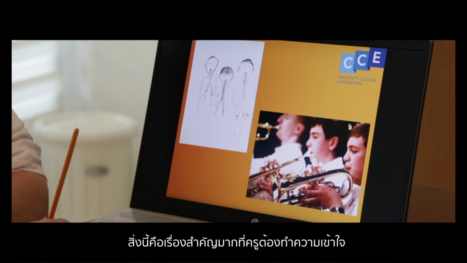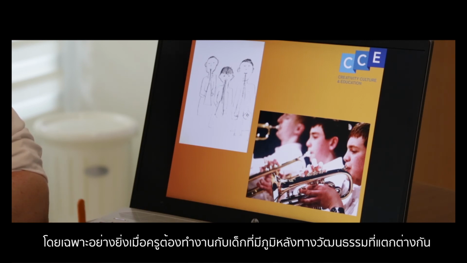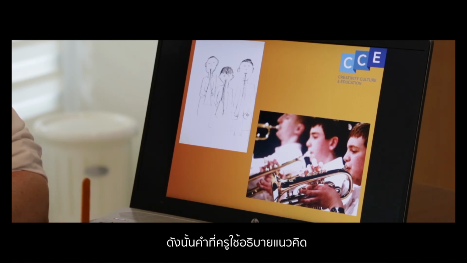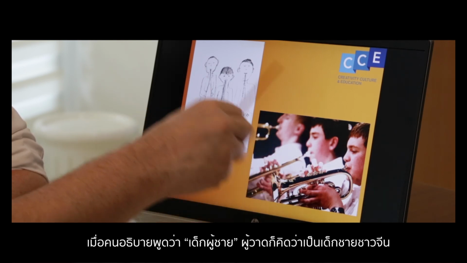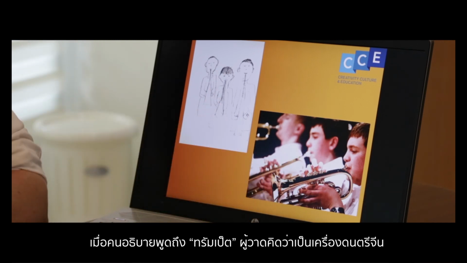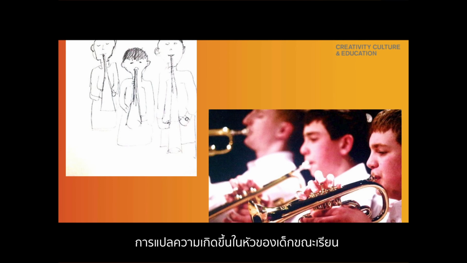And it's very important to understand that this is happening in the minds of your pupils, particularly when you're working with pupils of different cultural backgrounds who may not be in the Thai mainstream. And therefore, the words that you're using to describe a concept may mean something different to them. When this person said boy, they thought Chinese boy. When this person described a trumpet, they thought Chinese wind instrument. And that translation is going on inside the mind of your pupils whilst they're learning.